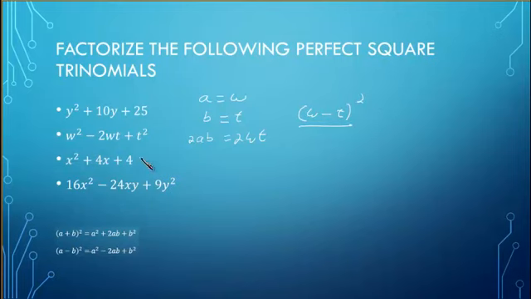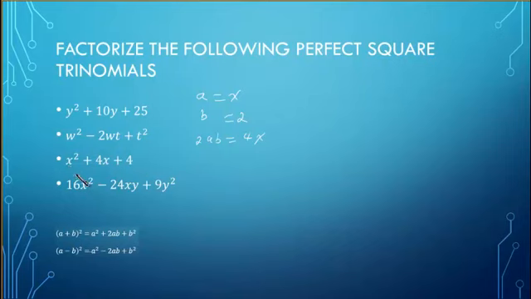Let's move on to this one. Is this a perfect square? Well, is the first term a perfect square? Yes. So it's like a is x. Is this a perfect square? Yes, it's 2 squared, so our b then is 2. And let's see what 2ab is. 2ab then would simply be 2 times x times 2, which is 4x. And that is what we have here. So this is a perfect square.